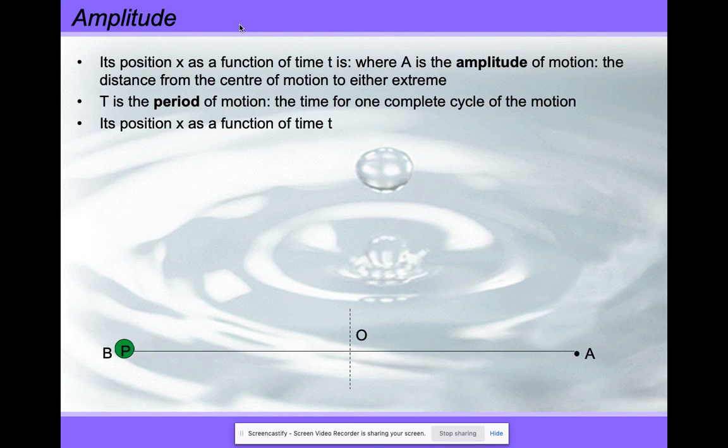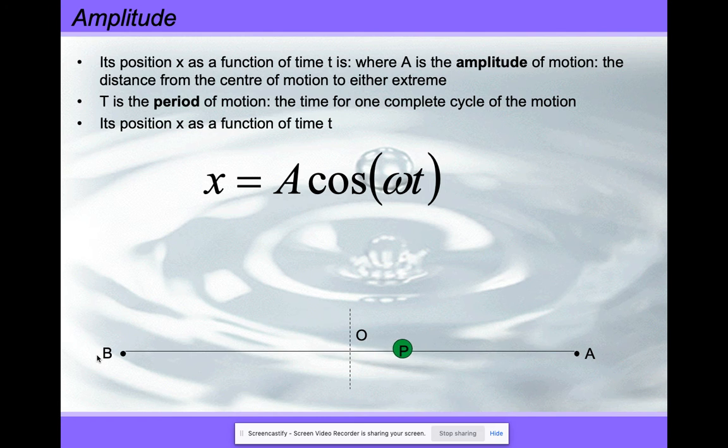That would be its amplitude, and then finally the period, the big capital T. Remember, period is the amount of time it takes to make one revolution, or from, in this case, B to A, back to B. Okay, or you could say from A to B and back to A. It doesn't matter.